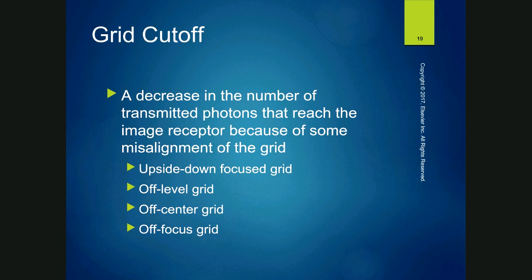This would also be really hard to actually do in real life. I don't know how you could have a grid upside down on a cassette, but I guess it's a thing. So with upside down grid cutoff, you only have exposure at the center.